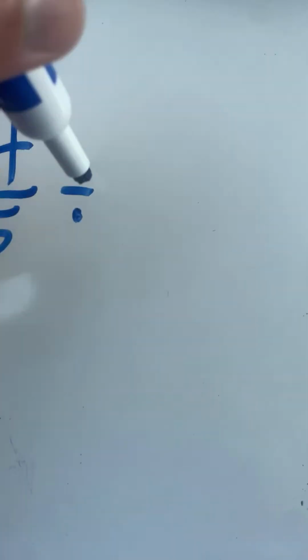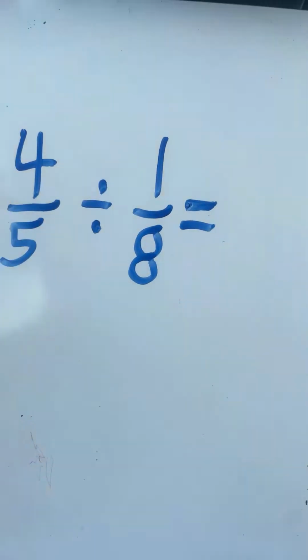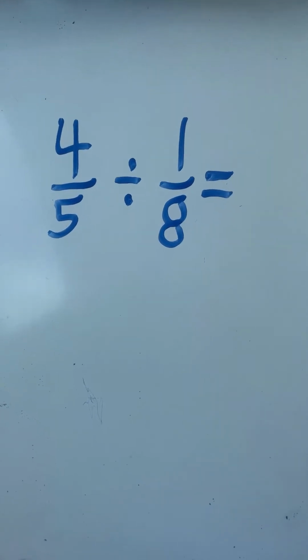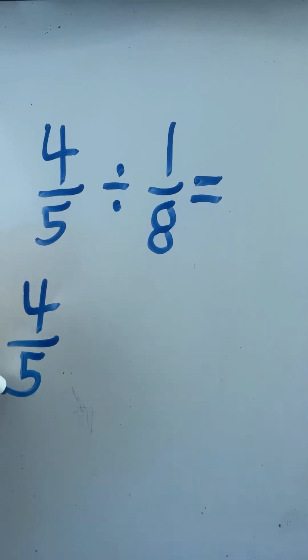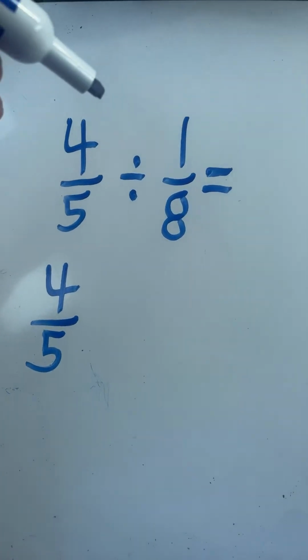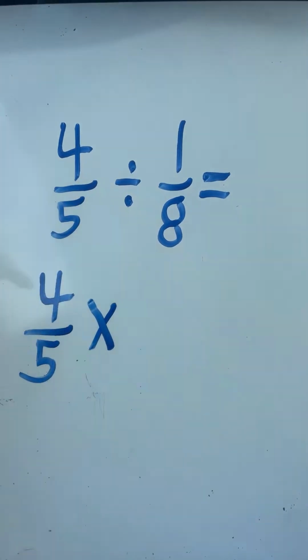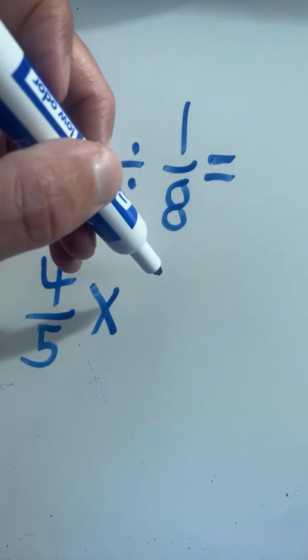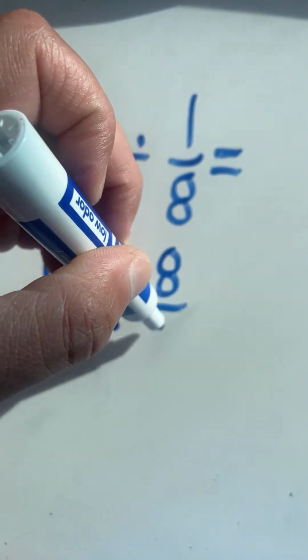We have 4/5 divided by 1/8. And we need to use the keep, change, flip strategy. So step 1 is keep. We keep our first fraction the same. Step 2 is change. We change our division sign to a multiplication sign. Step 3, we flip. We flip our second fraction. The denominator becomes our numerator, and the numerator becomes our denominator.